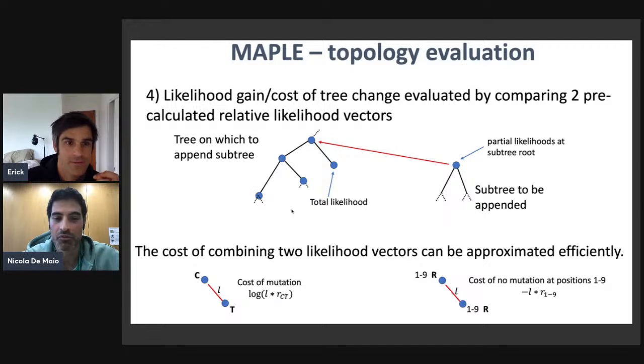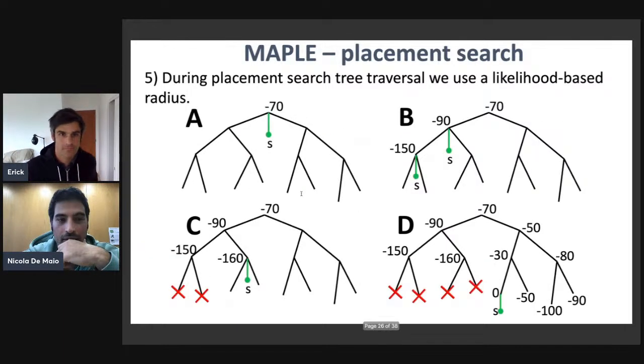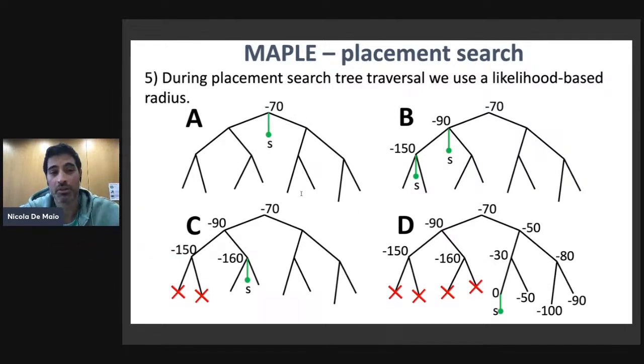So that can be done very efficiently at basically no additional cost. Okay, cool. Now this is the part of the algorithm where I traverse the tree to look for the best SPR move, or the best placement for a new sample. And this is the part of the algorithm where I have something more demanding than what people usually do.